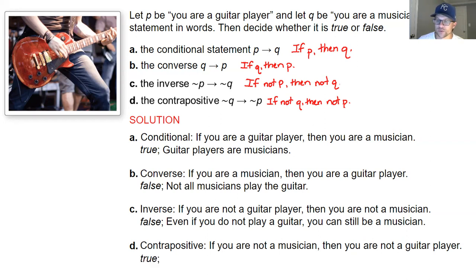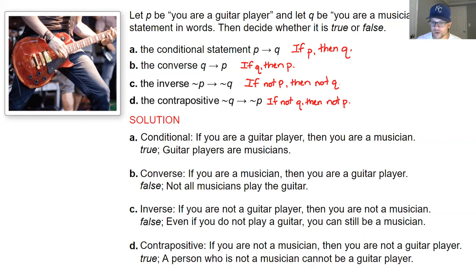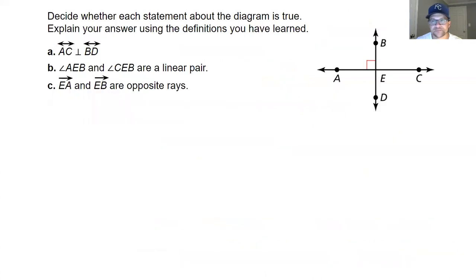This statement is true because if you are not a musician, then you cannot play any musical instrument, the guitar included. No person who is not a musician can also be a guitar player. So that is the true-false table for this conditional, converse, inverse, and contrapositive.